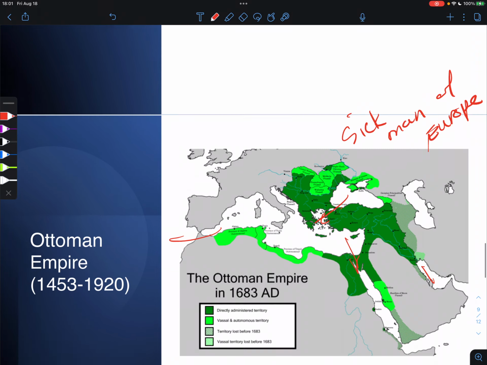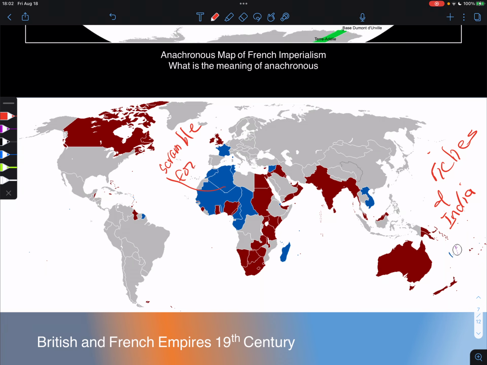So at the same time that there is the sick man of Europe, incidentally, there is the scramble for Africa, where the British, French, later on the Italians, later on the Germans, and the Belgians are all in the 19th century trying to get a piece of Africa. The riches of Africa, right?